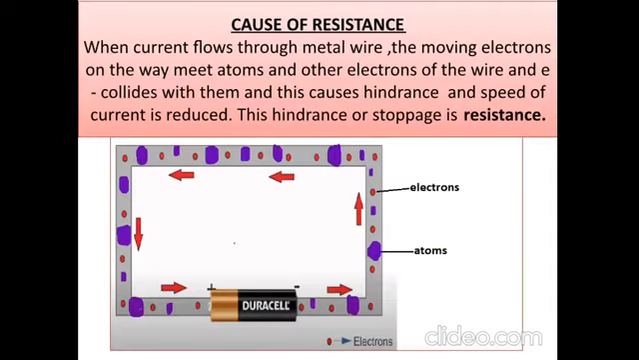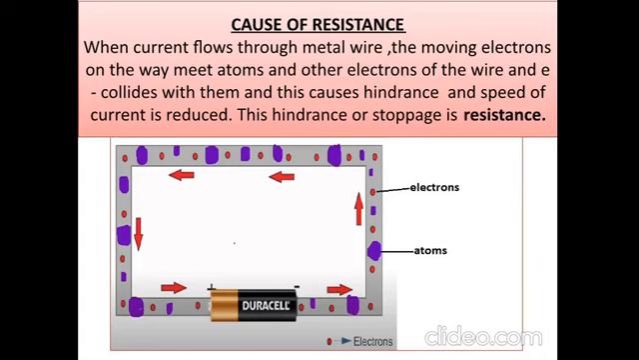Now what's the cause of resistance? As you can see in this picture, a metal wire is connected to a battery. Current flows from positive to negative terminal and electrons flow from negative to positive terminal of the battery. In this diagram, red dots are electrons moving from negative to positive terminal and blue circles are the atoms of this wire.